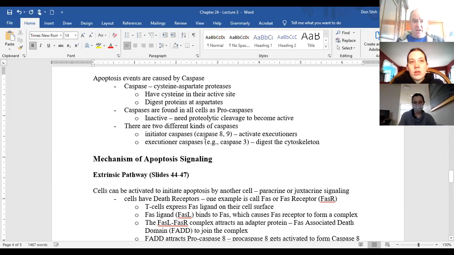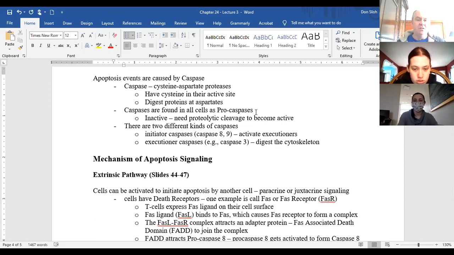In terms of initiator caspases, we've got two different pathways that lead to the breakdown of the cell. One goes through caspase 8 and the other goes through caspase 9. These caspases are in your cell as pro-caspases, which means there's a domain blocking the active site. There's a piece of the protein blocking the active site, so proteolytic cleavage then pulls that domain off and they become active.